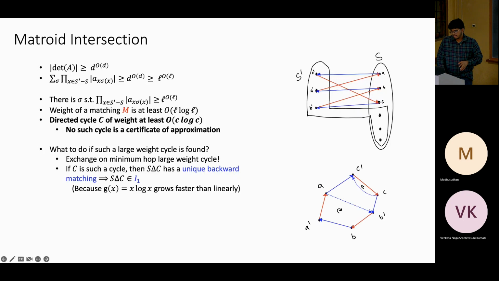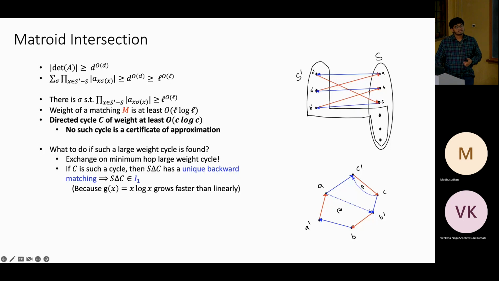Why is that? If not, if there is a different blue matching, then again I'll break the cycle into more cycles, and since the weights are only on the red edges, the total weight is more than C log C, and again since x log x grows faster than linearly, one of the smaller cycles should be large as well. So since we already picked the minimal large cycle, this should not happen. So at least I know that when I exchange with such a cycle, S dash is independent.